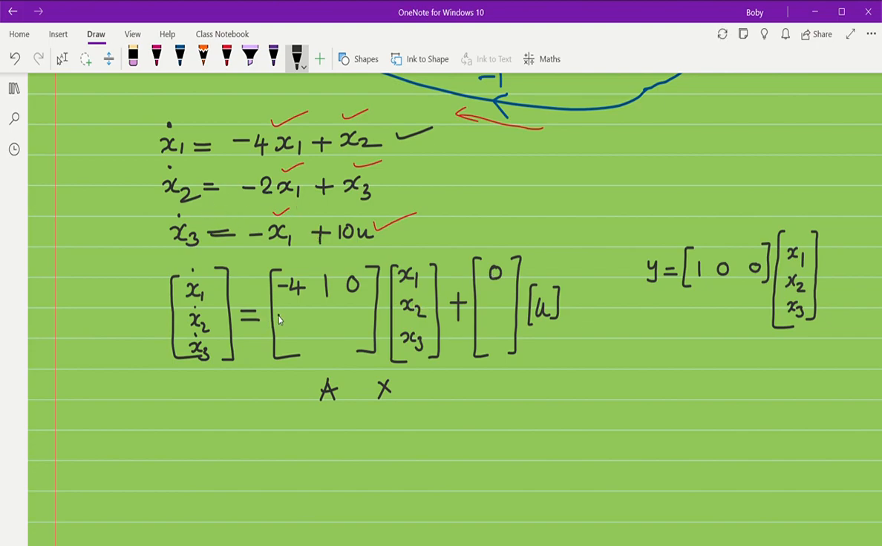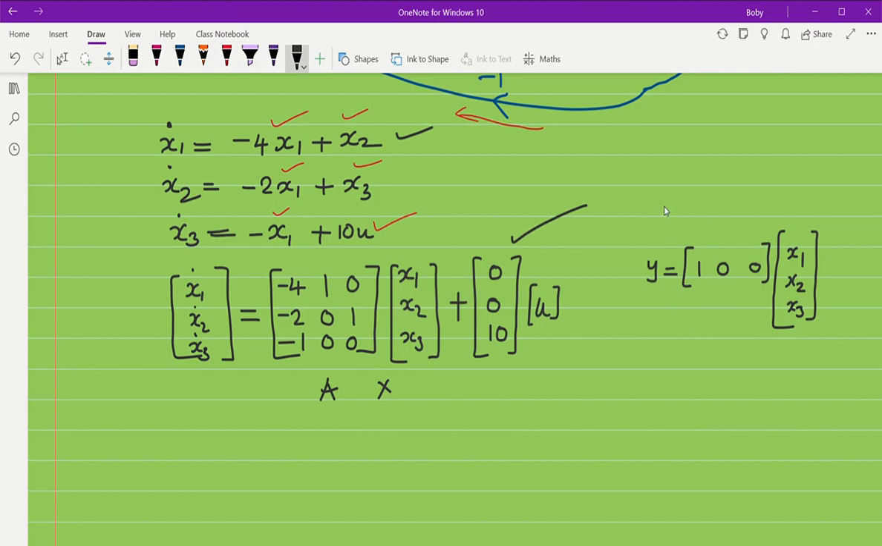Then x2 dot is minus 2x1, so this is minus 2, 0x2, 1 into x3. So we will put the x3 coefficient 1 here. U becomes 0. So x3 dot is minus x1, so this is equal to minus 1, x2, x3 and 0, 0, 0, and 10 times u. So this is the state equation. Now what about the output equation?